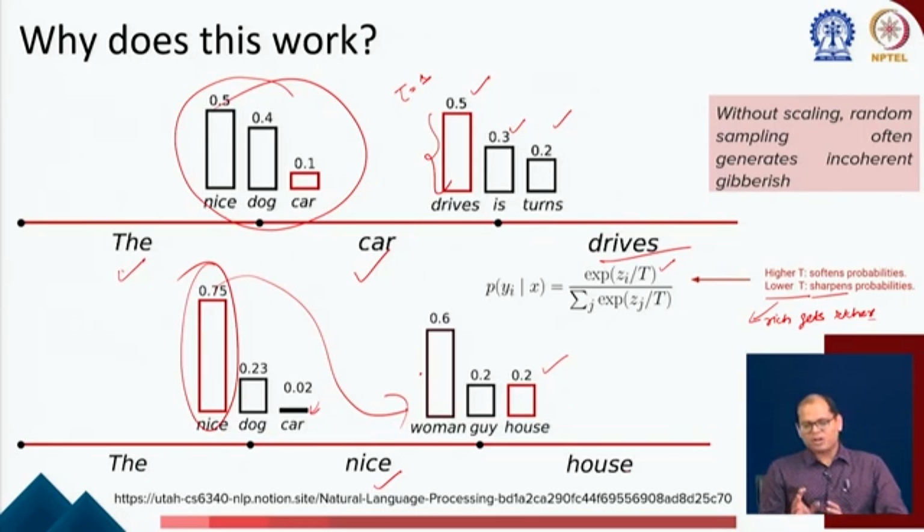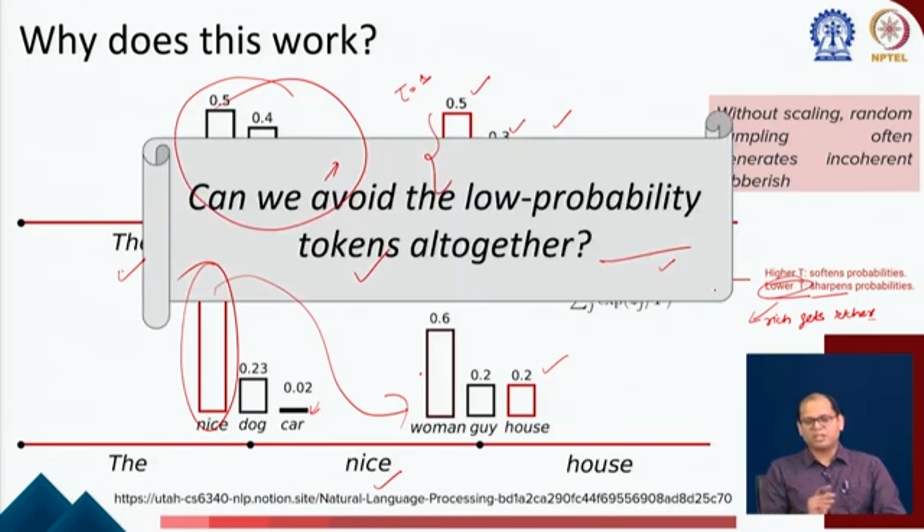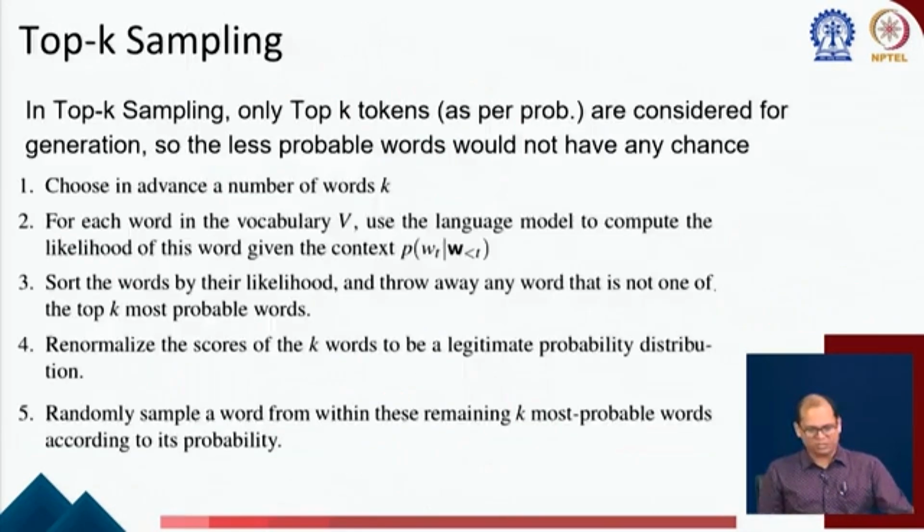This works because it sharpens the probability distribution, and the words that were typically low in the probability range would not get a chance. You wanted middle probability words to feature, but you did not want very low probability words to feature, and that is what is avoided by lowering your temperature. You avoid those words. You can avoid the low probability words altogether through this.